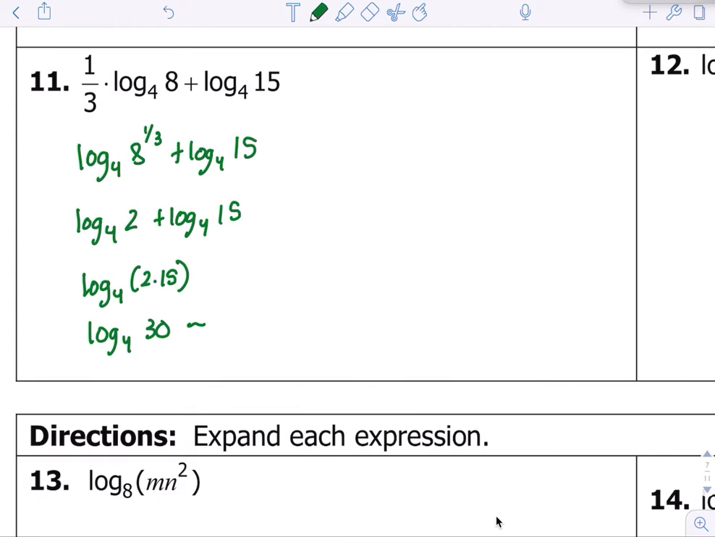We're going to use the change of base formula now. So log of 30 over log of 4, which is log 30 divided by log 4, 2.45.